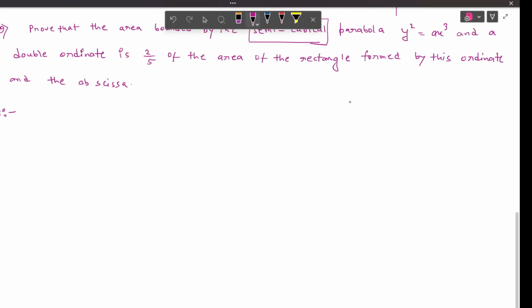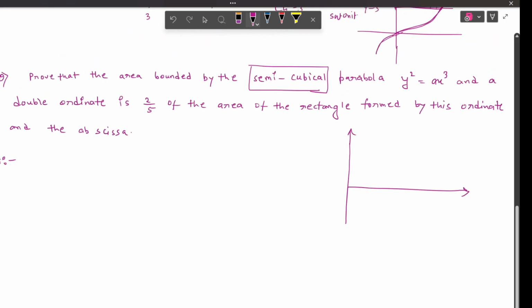So let me draw the diagram first. We need to draw the semi-cubical parabola, that is y square equals to a x cube, and the semi-cubical parabola looks something like this. This is your semi-cubical parabola. Okay.